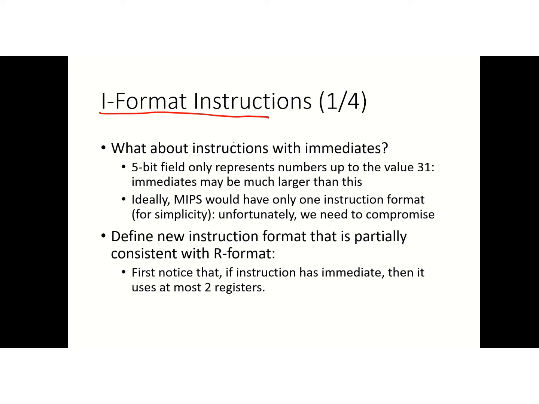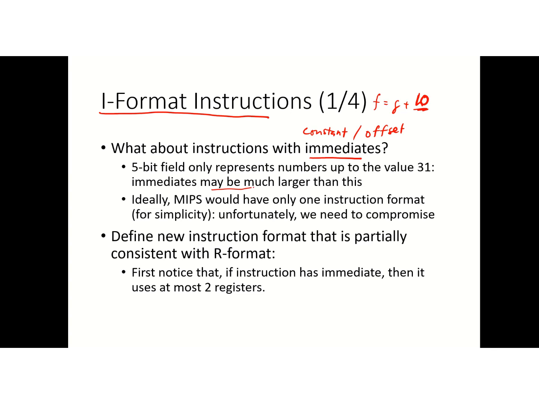The I format uses immediates. Immediates means constants, for example something like f is equal to g plus 10. So 10 here is the immediate. An immediate can be a constant number, or it can be an offset for load word and store word. The 5-bit field only represents numbers up to the value 31.